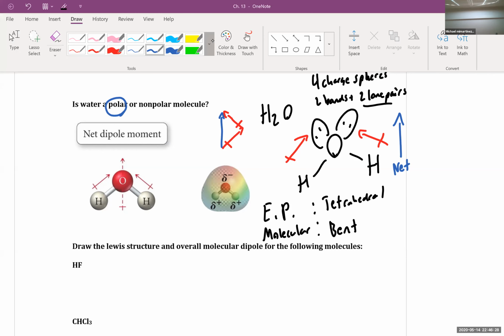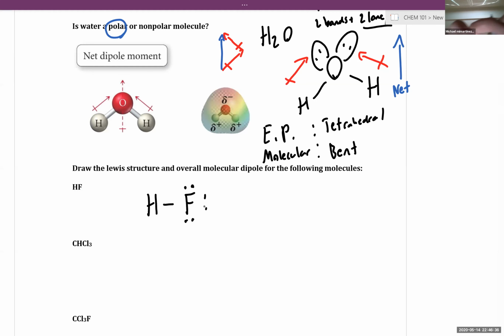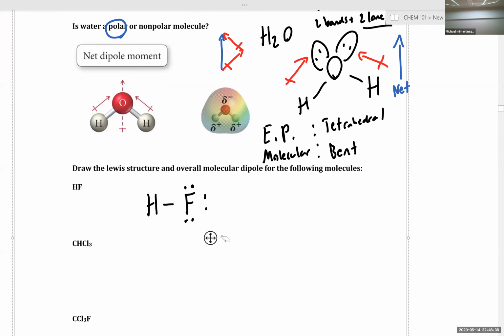Okay, let's try another example. So hydrofluoric acid, HF, it looks something like this. Is our hydrogen fluorine bond polar? What direction is my dipole going to point, towards hydrogen or fluorine? Fluorine, yep. So this molecule is polar.